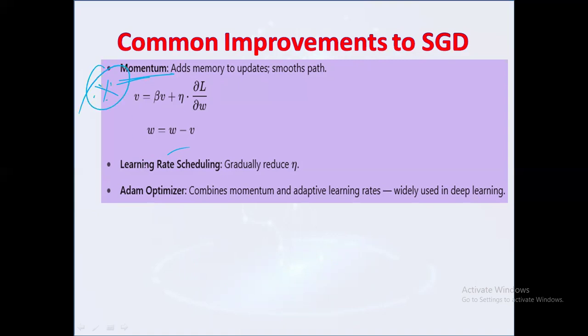Momentum adds a fraction of the previous update to the current one, smoothing out oscillations and speeding up convergence. It is defined as V equals beta V plus eta into ∂L/∂W. Learning rate scheduling gradually reduces the learning rate during training, allowing the model to settle more smoothly near the optimum.